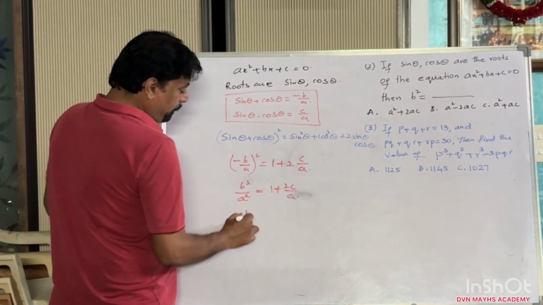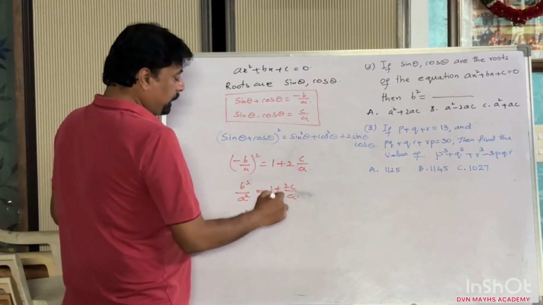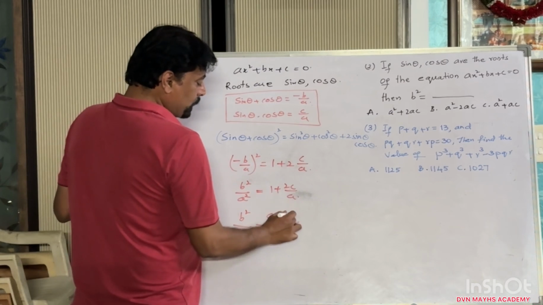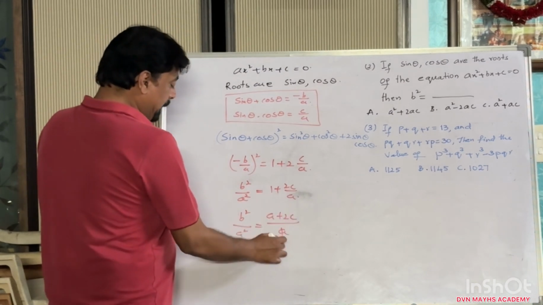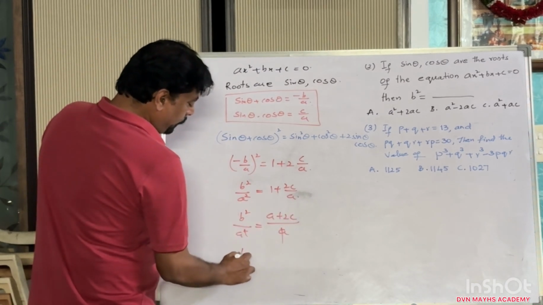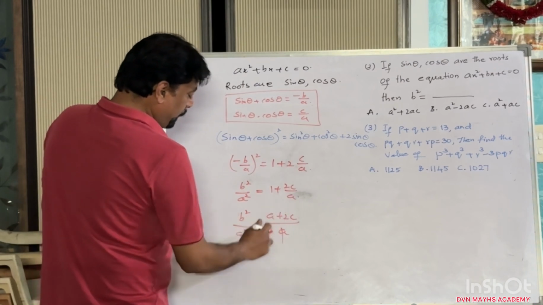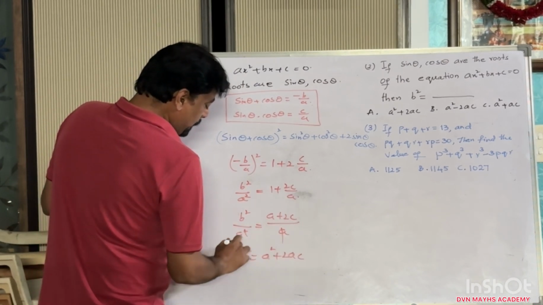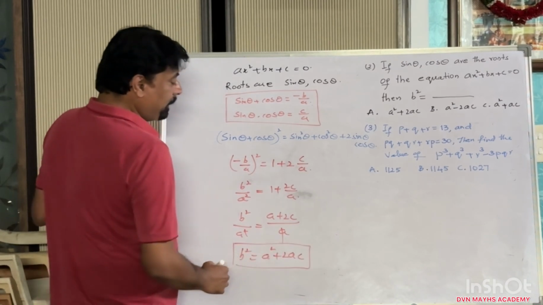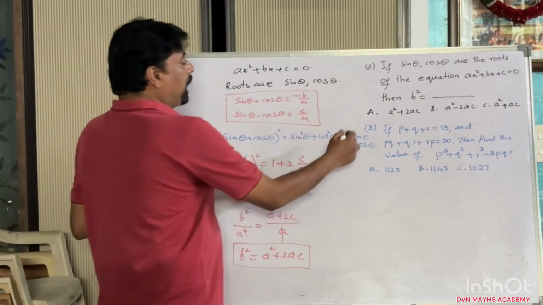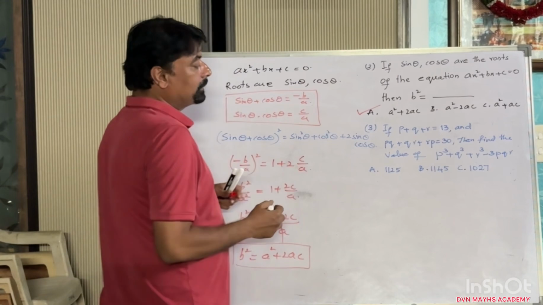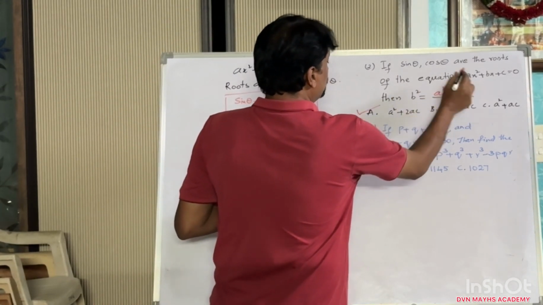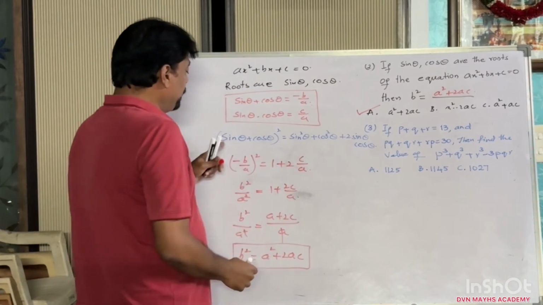So b square by a square is equal to, we'll go for the LCM, (a plus 2c) by a. So this a will be cancelled. Therefore, b square is equal to, if you do cross multiplication, a square plus 2ac. So the b square value is a square plus 2ac. So option A is the right answer. So this is the right answer.